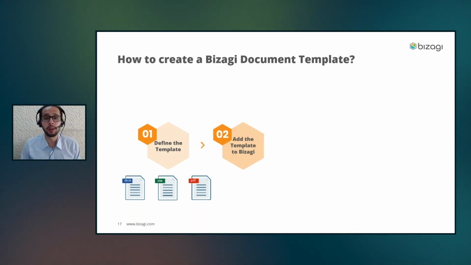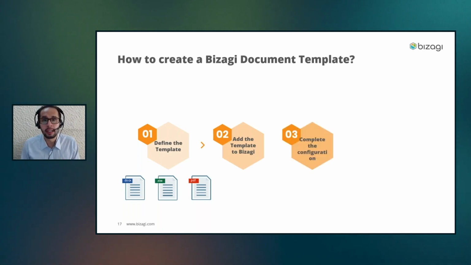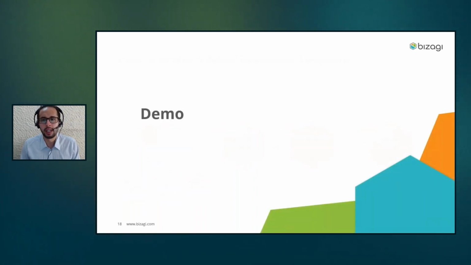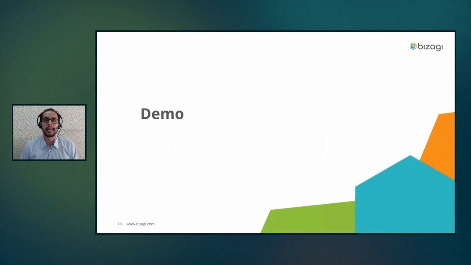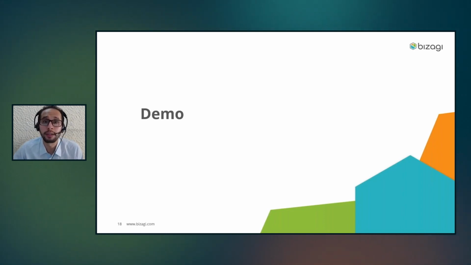The second step is to include that template into Bizagi and complete the configuration of that template. Finally, include the template in any step of the process where you want to use it, where you want to generate it automatically. So let's see this in detail, how it will work directly in our tool. And let me just clarify something: the generation of the document is just one of the things that you can do with the document in Bizagi.